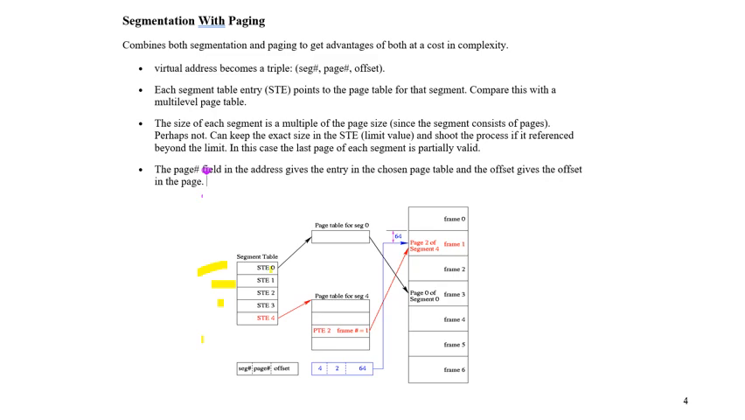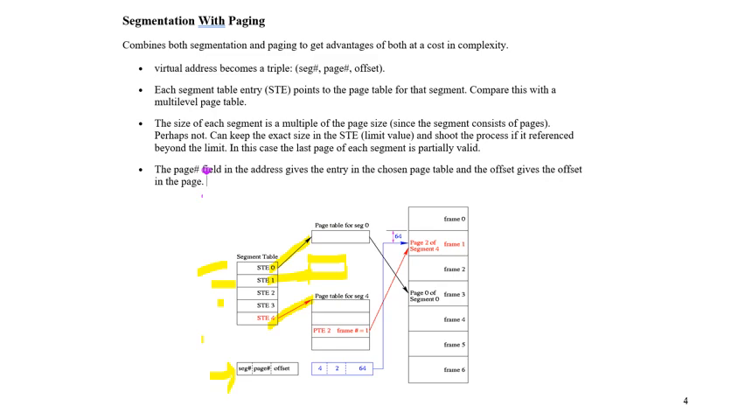For each segment there is a different page table. So here, for each segment we have a different page table, and this page table stores the information about the frames. As you can see, it contains the frame information. And here the virtual address contains 3 parts. This is the virtual address, and it contains 3 parts.